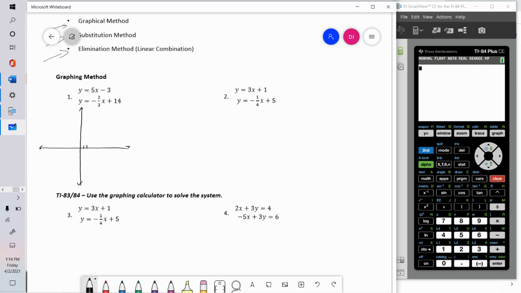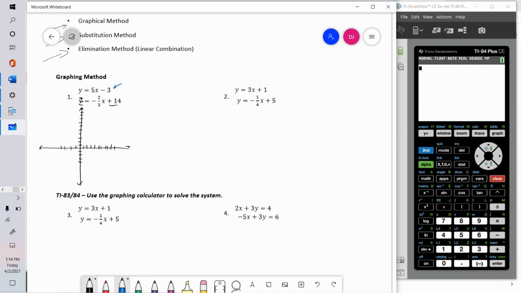So 1, 2, 3, 4, 5, 6, 7, 8, 9, 10. 1, 2, 3, 4, 5, 6, 7, 8, 9, 10. I can actually see I'm going to have to go all the way up to 14, which is way up there. 1, 2, 3, 4. Okay.